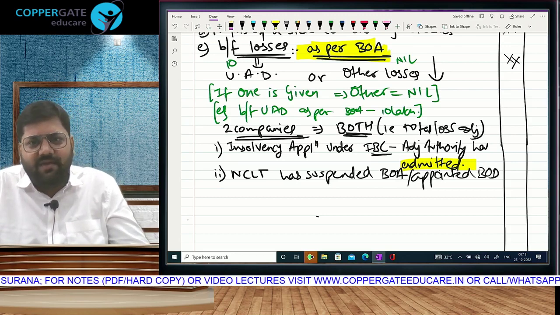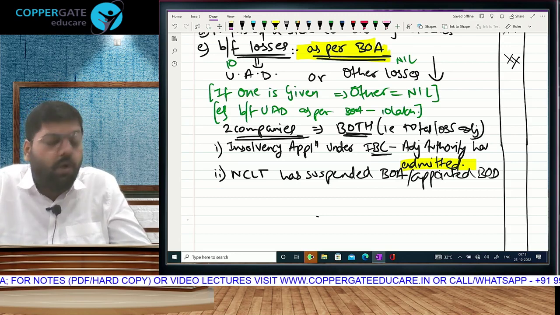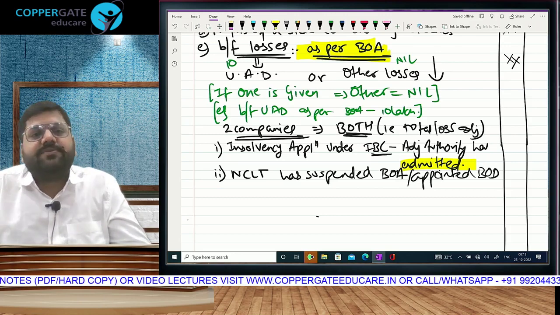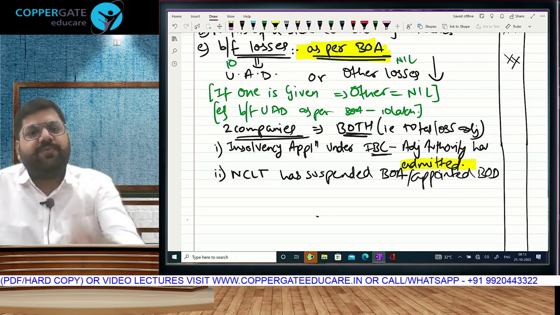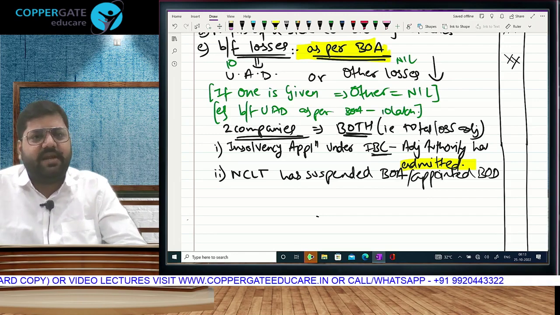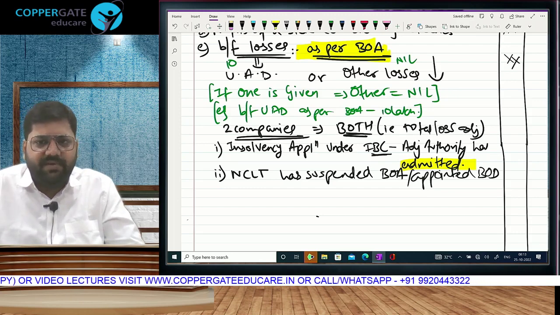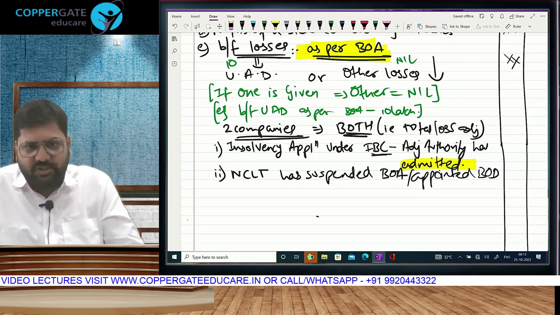So, finally, we have that point which will come in all your exam questions. Fix, fix, fix. In every exam question, it is guaranteed that you are going to have it. What is that point? You have to adjust your brought forward losses.